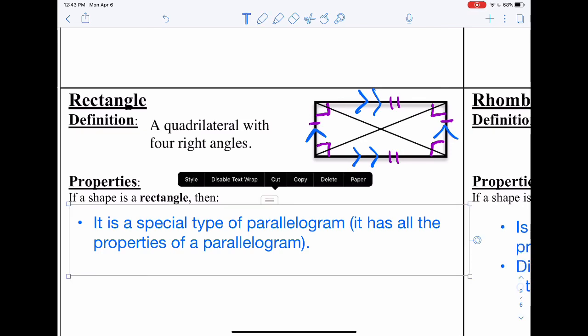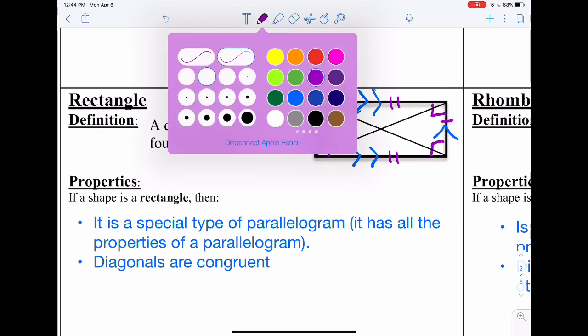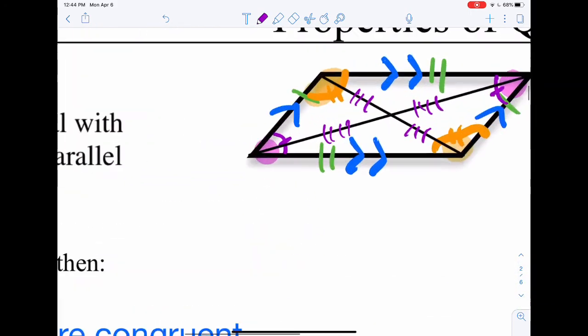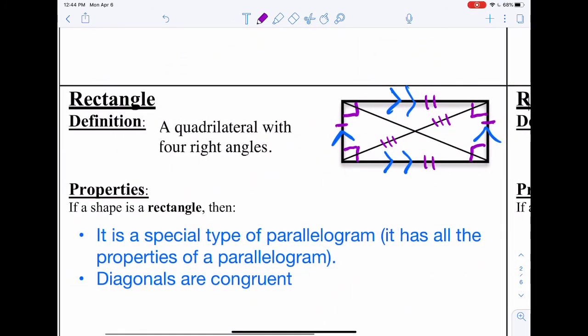But as we just proved, diagonals of a rectangle are also congruent. So when we put our tick marks, we can put 3 here and 3 here. Now for a parallelogram, we would put 4 and 4 on the other diagonal. But in this case, since they're congruent, we're going to put 3 and 3 again. They're congruent and they bisect each other.